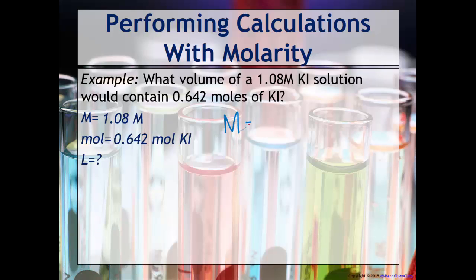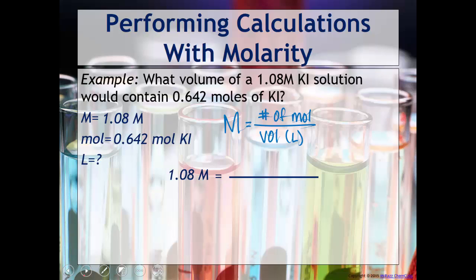Remember, our equation is molarity equals the number of moles divided by volume in liters. So you just got to plug that in. Our molarity is 1.08. We know we have 0.642 moles of potassium iodide, and we're looking for liters. There's a bunch of different ways to solve this, but I would suggest cross multiplication.